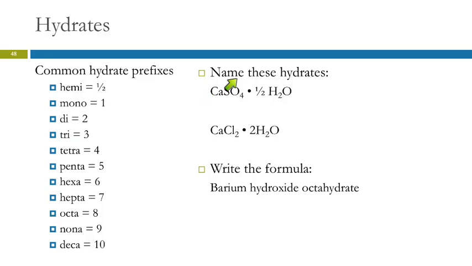So let's practice naming these hydrates. We name the ionic portion first, and then the hydrate part. So how would we name CaSO4? Calcium. And does calcium need a Roman numeral? No, it's in group 2. We know what the charge is. SO4 is what? Sulfate. So calcium sulfate, and then how do we do 1/2 H2O? Hemihydrate.